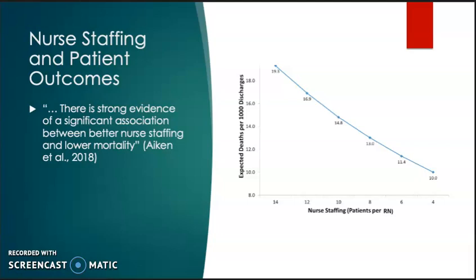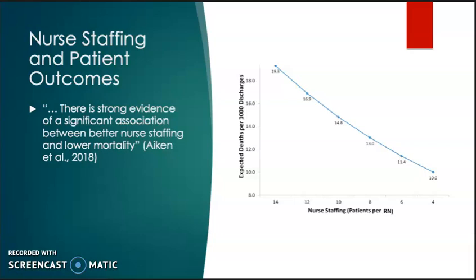I pulled up an article by Aiken and his colleagues. Essentially, it states that there is strong evidence of a significant association between better nurse staffing and lower mortality. I've included the graph on the right, expected deaths per 1,000 discharges on the left, and nursing staffing, patients per RN. On the right, 4 per RN. On the left, 14 per RN. You can see there's a pretty linear curve talking about the expected number of deaths based on the number of patients assigned to each nurse.